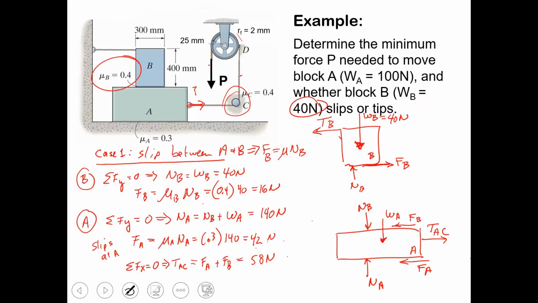And in our previous analysis, it turned out that when we were causing it to slip between A and B, the friction force at B was 16 newtons. So we're not going to get that far. We're not going to get to 16 newtons. The thing's going to tip at 15 newtons. So it's actually going to tip. Darn.